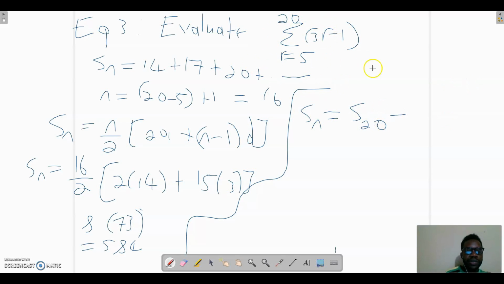Now, what we do is subtract what we don't want, which is the first 4 terms. So if we're going from the 5th term up to the 20th term, we don't want the sum of the first 4 terms. So I just say minus S4. This is one way to look at it. And there will be scenarios where you actually have to do this. I'm going to look at an example of that right away.